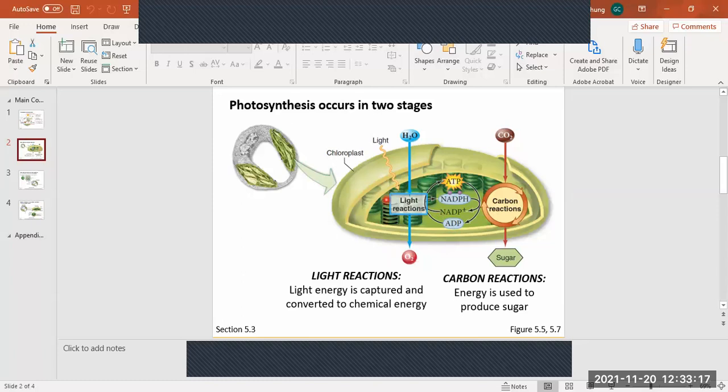The light reaction occurs in the granum, which are stacks of thylakoid discs, and the carbon reaction occurs within the stroma, a semi-liquid matrix in which the granum are sitting. So the energy that has been temporarily stored in ATP and NADPH can then be utilized in the carbon reaction with the addition of carbon dioxide from the air to make a glucose molecule, C6H12O6.